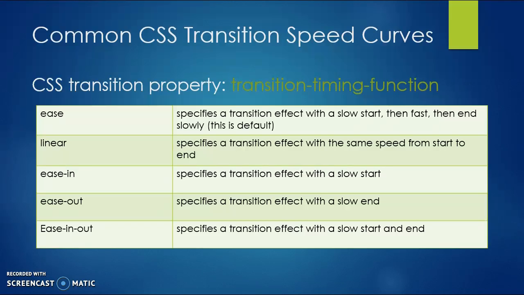So for ease, the transition effect has a slow start, a fast middle, and then an end that is slow. So it's easing in and out of the transition. Linear is the same speed from start to end, which based on tutorials that I read and watched, isn't used a lot. Ease-in is a slow start. Ease-out is a slow end. And ease-in-out is where it starts slow and ends slow.